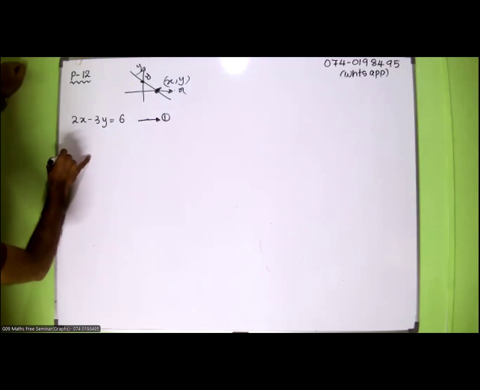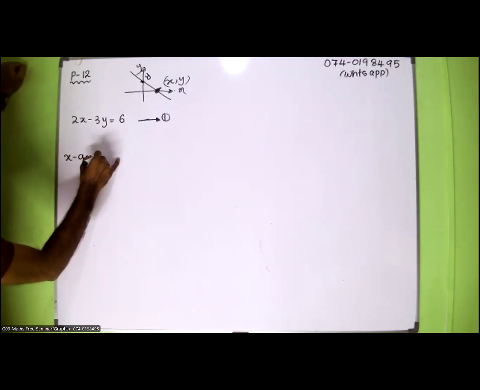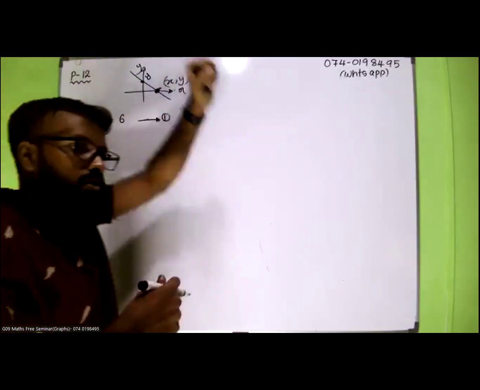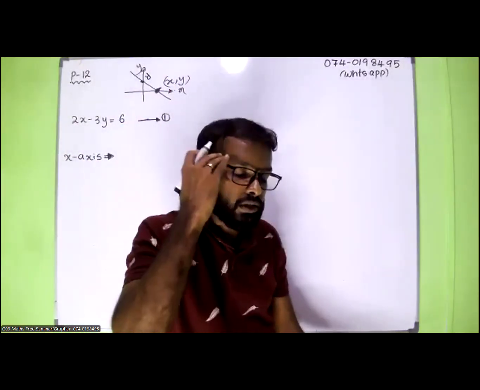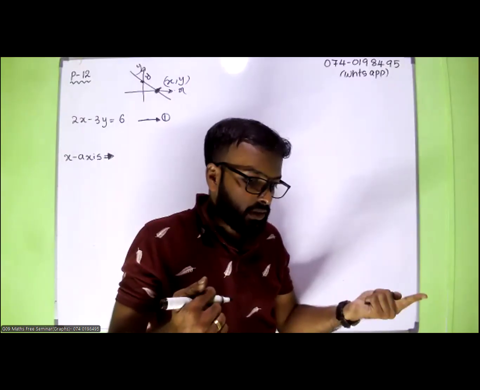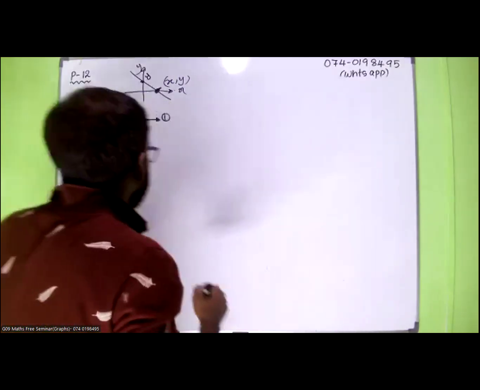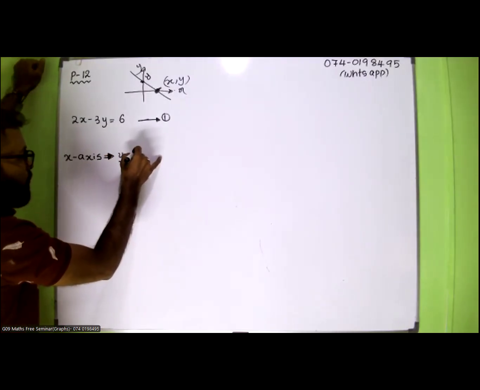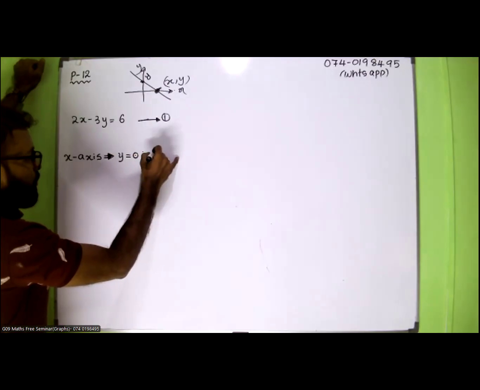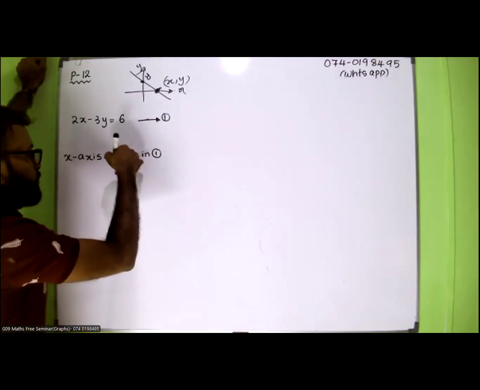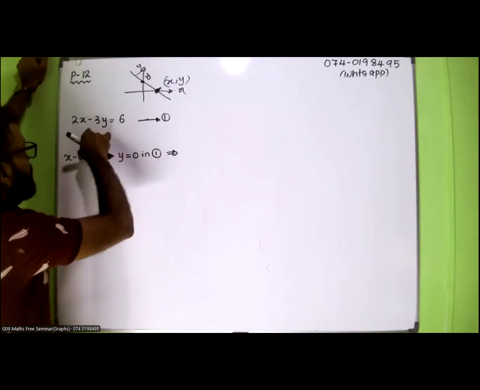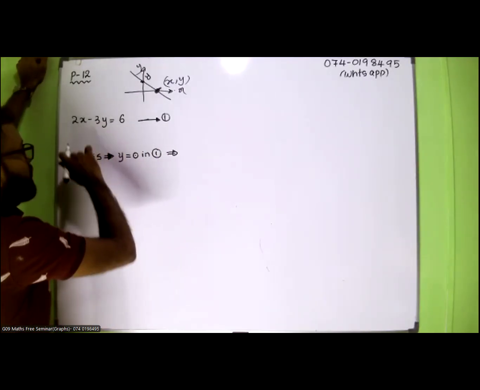So you are going to find the intersection point of x-axis. Think, if I want to find the x-axis, what am I going to do in the next step? X-axis, y equals 0. Substitute y equals 0 in 1. Right? So I am going to substitute y equals 0.